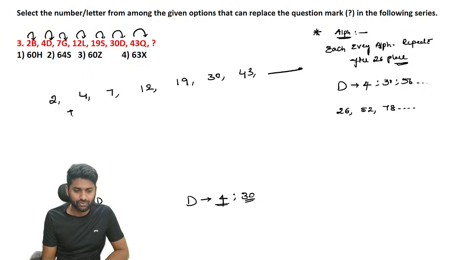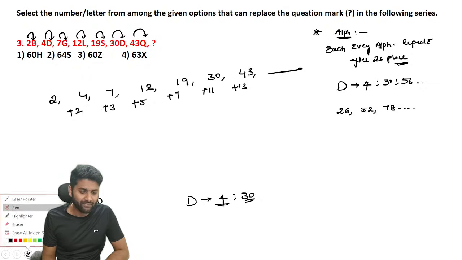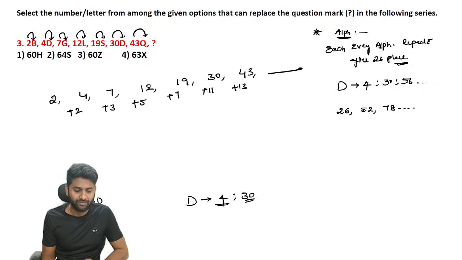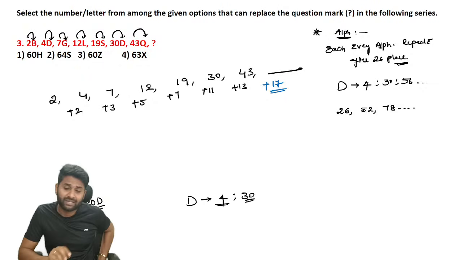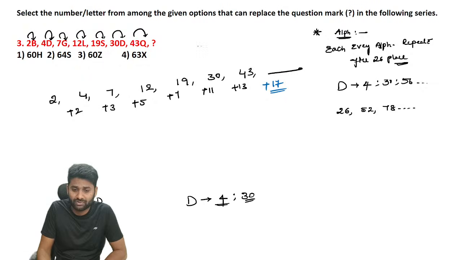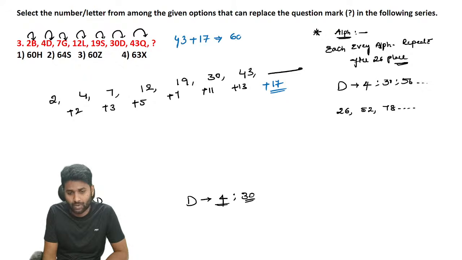Now see, we are adding plus 2, plus 3, plus 5, plus 7, plus 11, plus 13. So every time we are adding a prime number. After 13, we have to add 17. Why? Because after 13, 17 is the prime number and 15 is a composite number. So the resultant is 43 plus 17 is equal to 60.